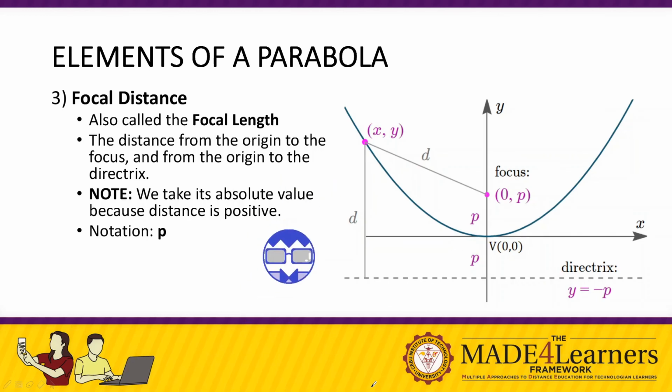Lastly, we have the focal distance, also called the focal length. This is the distance from the vertex to the focus and from the vertex to the directrix. We need to take note that we always take the absolute value because distance is positive. Our notation is p. In layman's terms, it's just a distance, and it refers to the distance that we discussed a while ago in the vertex. So p here is this part here, and since these two are equal, this is also p. That's the focal distance. It is called the focal distance because it's the distance from the vertex to the focus.